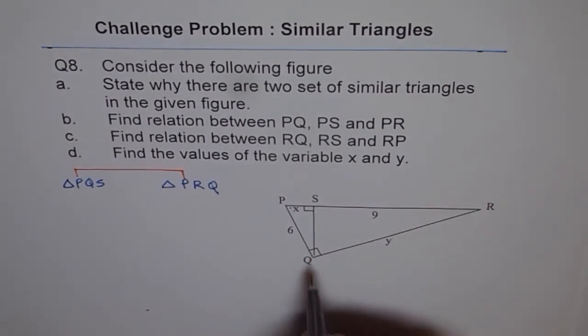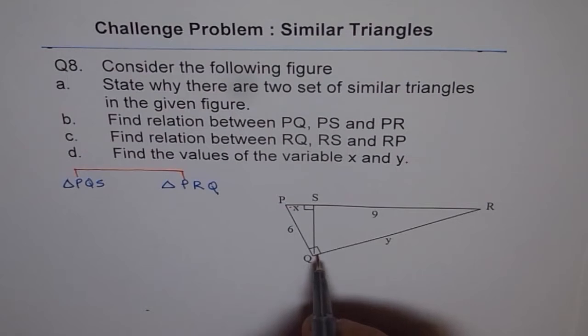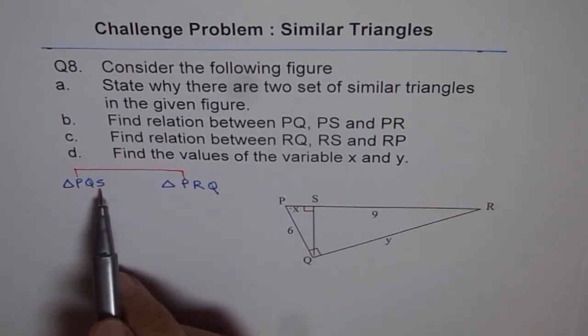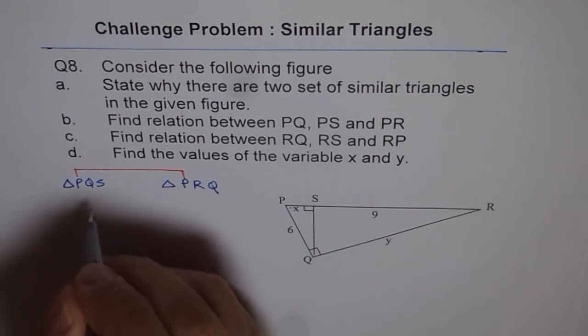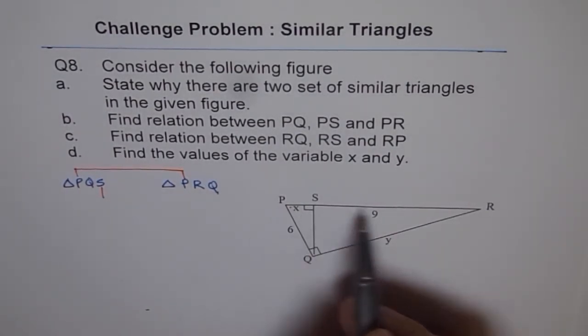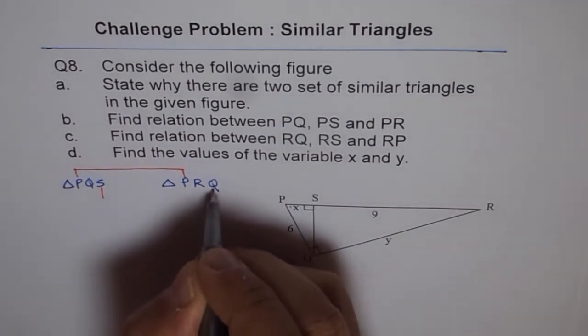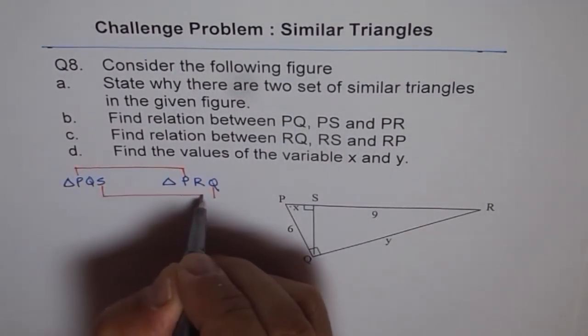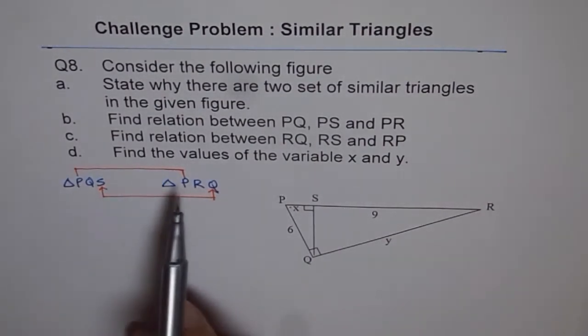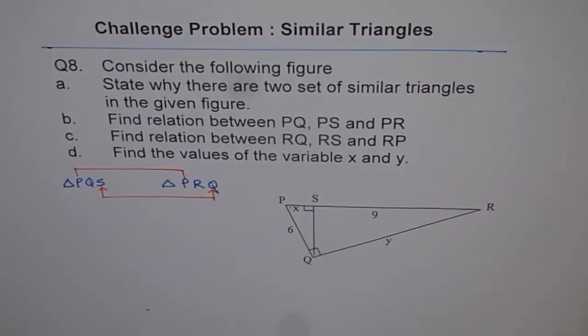Now the second is the right angle, which is Q in the big triangle and S in the small triangle. Do you see that? So in PQS, S is your right angle, right? So S is the right angle, and in big triangle PRQ, Q is your right angle. So these two angles are same, correct? So these are common angles and these are 90-degree angles.